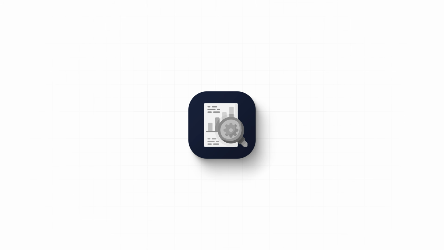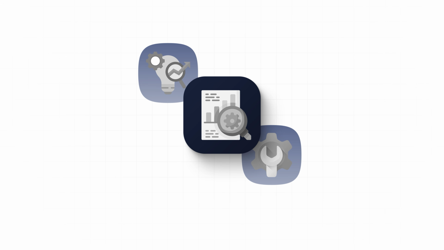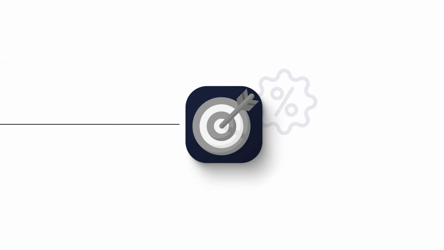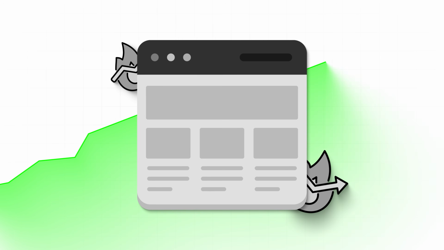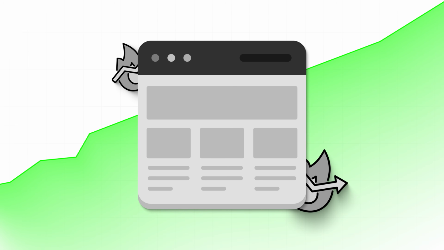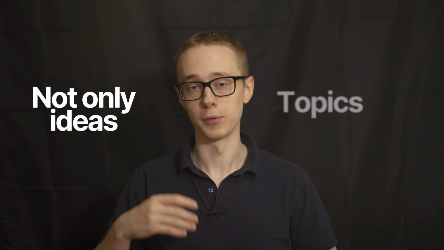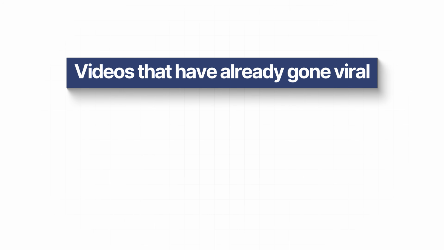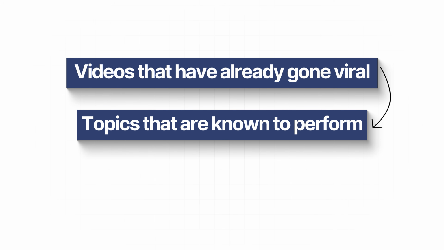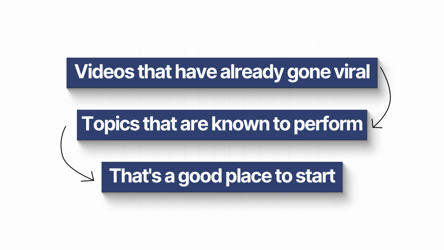Now, it's really simple. I do my research manually and with a couple of tools, and then I find a niche that I'm interested in. I'm not gonna spend so much time here because everybody talks about this, and I've made a lot of videos on finding a niche, but really quick, what I do is I have a prompt I made which gives me viral ideas in my niche, but not only ideas, but also topics that are based on things that already work. Videos that have already gone viral and topics that are known to perform. And that's a good place to start.